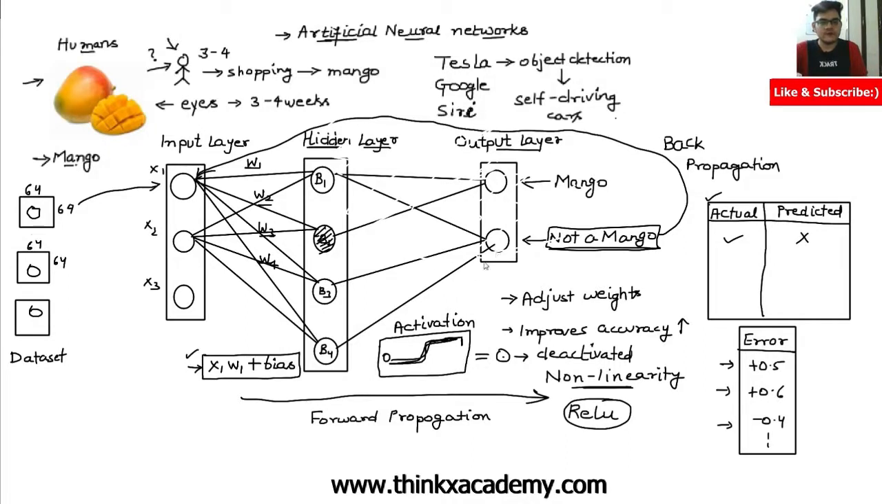So now we know how a neural network takes the images in the input layer, multiplies the weights, adds the bias, and uses the activation function to activate or deactivate the unnecessary nodes, and then computes the output as a mango or not a mango, or we can have some more outputs as well. So that's how a neural network does a prediction.